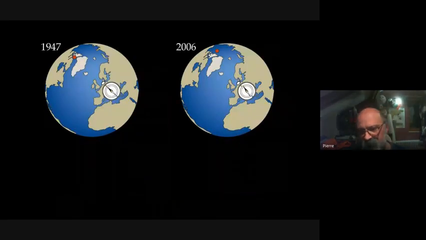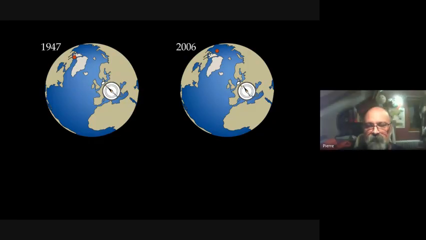For the very recent period, we can also use not the inversion of the global magnetic field, but just small variations of the magnetic field. It's the base of what we call archaeomagnetism. And you see, for example, here, the direction of the geomagnetic North Pole in 1947 and in 2006, it's not the same. And it moved year after year.